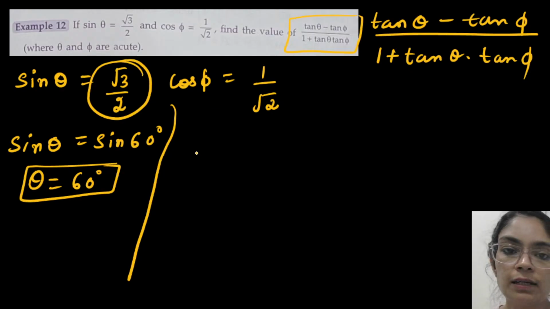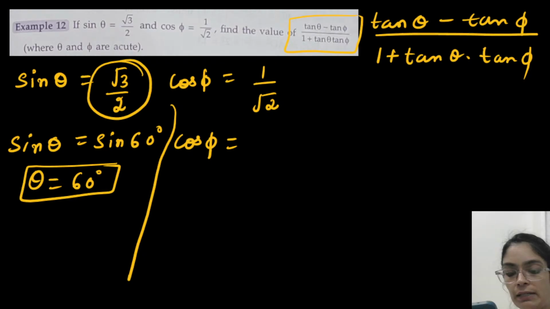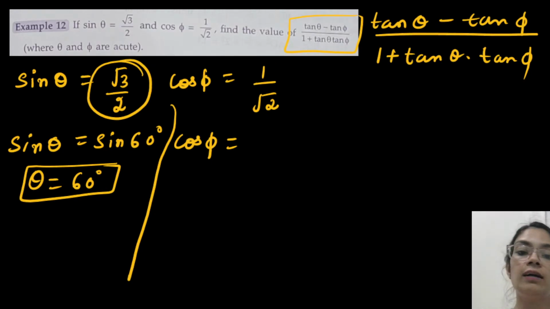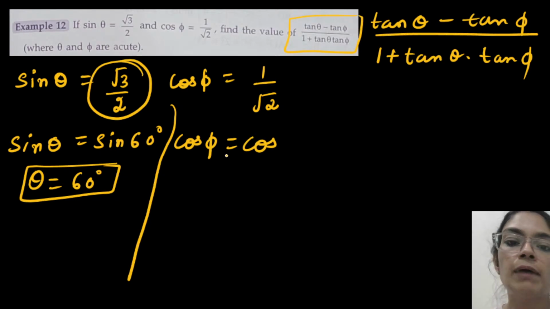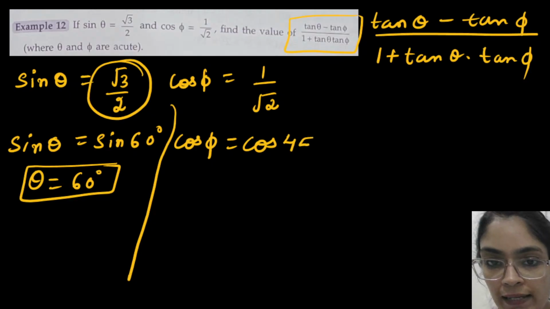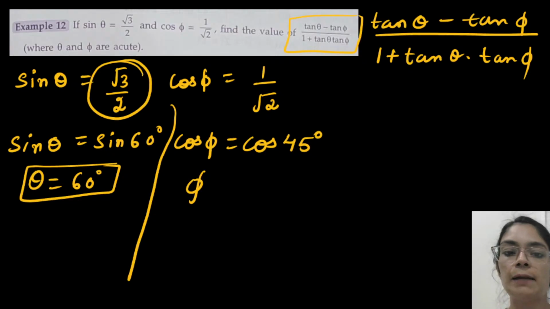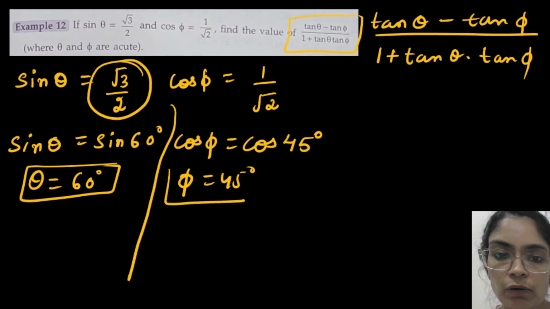Now let's see phi's value. Cos phi is equal to 1 by root 2. At which angle is the value of cos 1 by root 2? Yes, 45, Divya has given the answer. So cos phi is equal to cos 45. Both sides have the same trigonometric ratio, so we can compare the angles. So phi is equal to 45 degrees. We found the values of the angles.